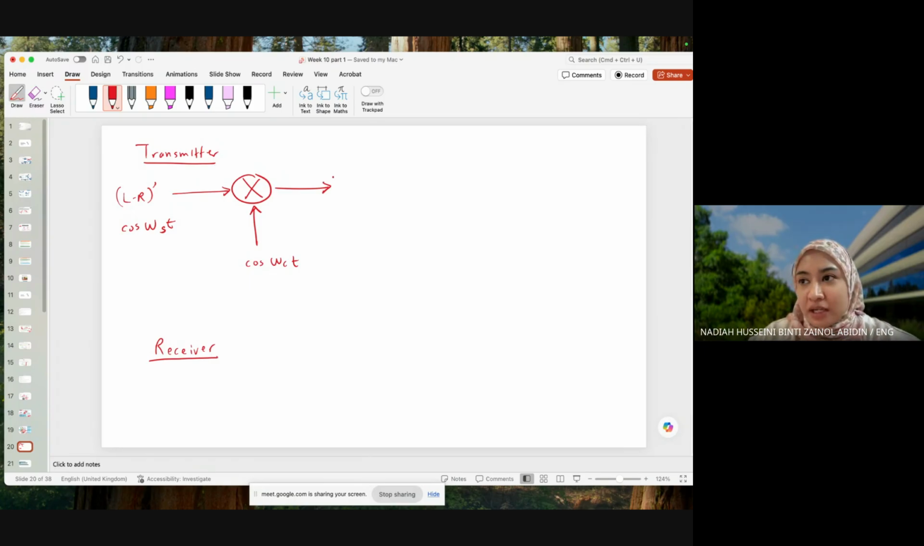Using your trig identity, I'm just using the script from before. You know how the trig identity goes: cosine X cosine Y equals 1 over 2 times cosine of X plus Y, plus cosine of X minus Y. You know this. Okay, this is just a recap. So let's use this trig identity.